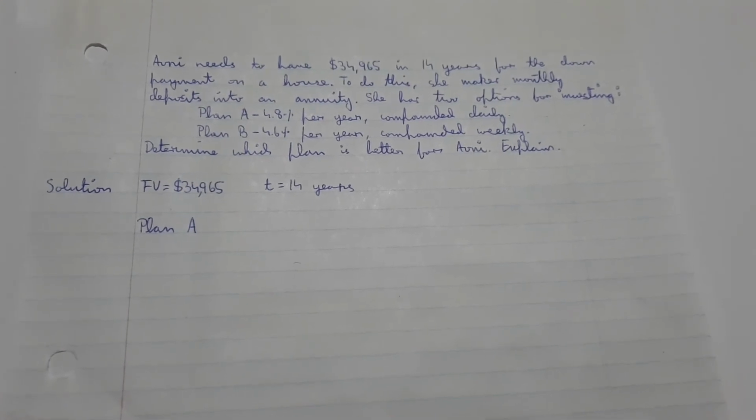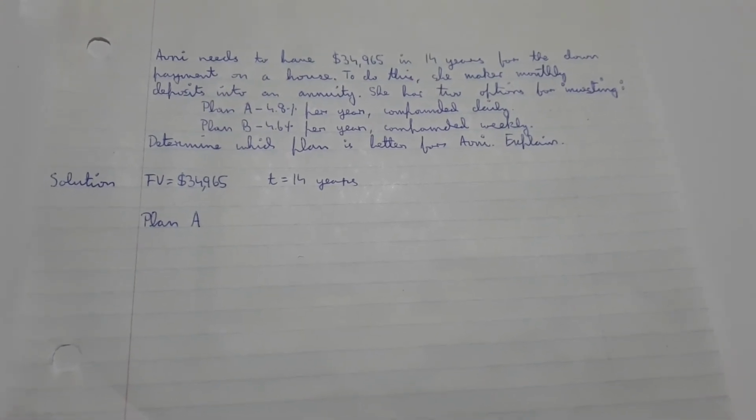Avni needs to have $34,965 in 14 years for the down payment on a house. To do this, she makes monthly deposits in an annuity. She has two options for investing. Plan A, 4.8% per year compounded daily, and Plan B, 4.6% per year compounded weekly. Determine which plan is better for Avni and explain.